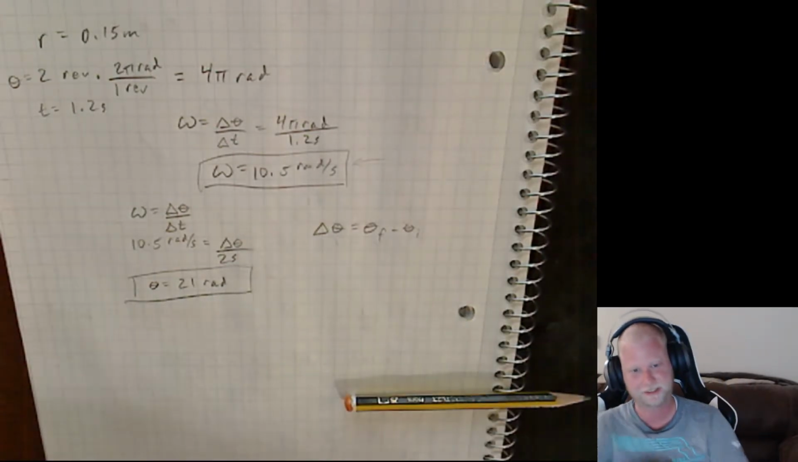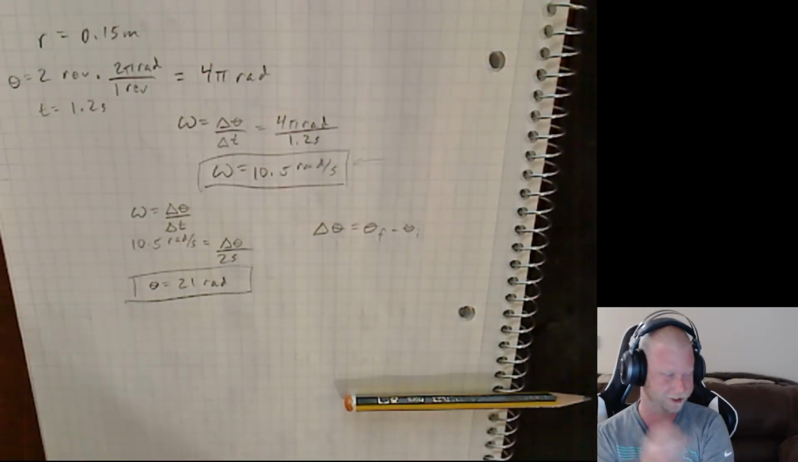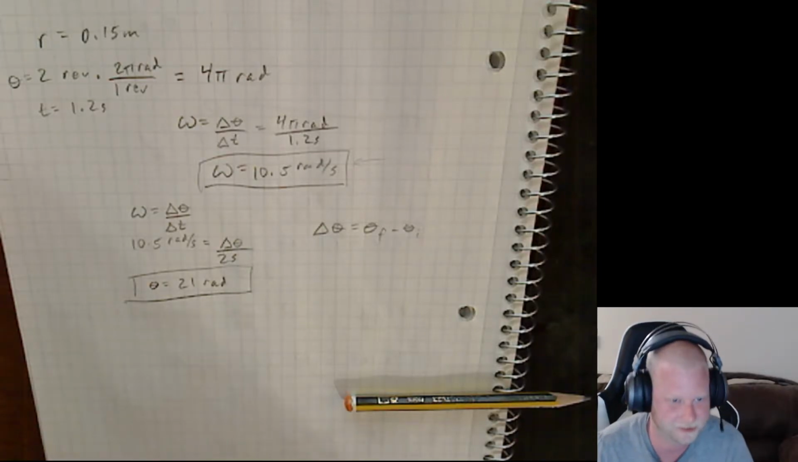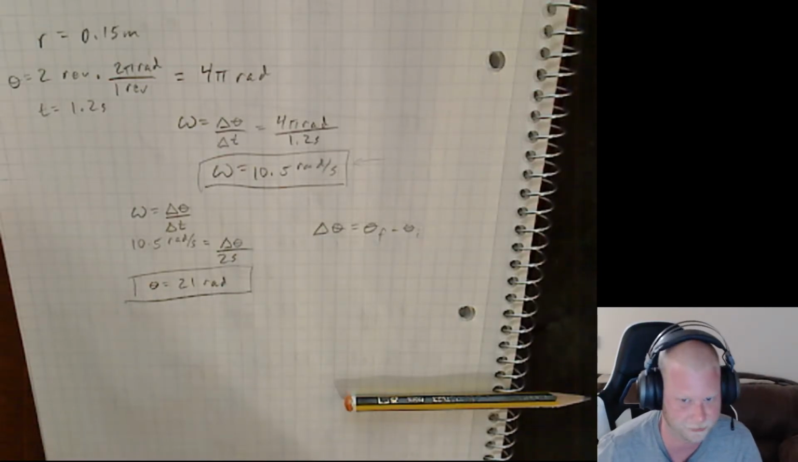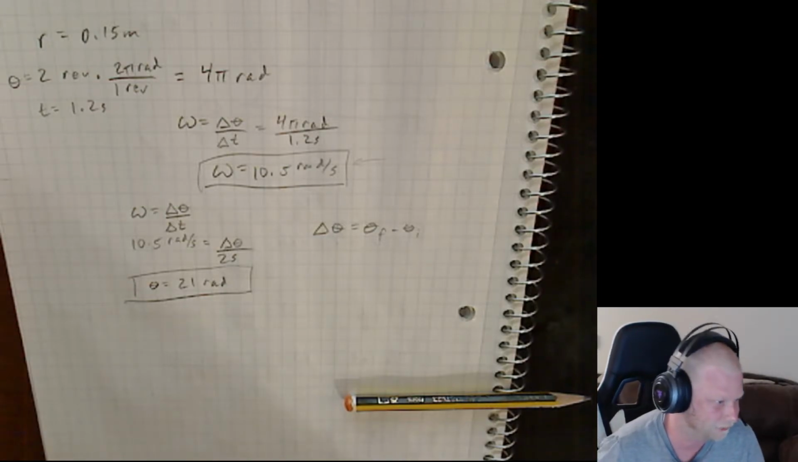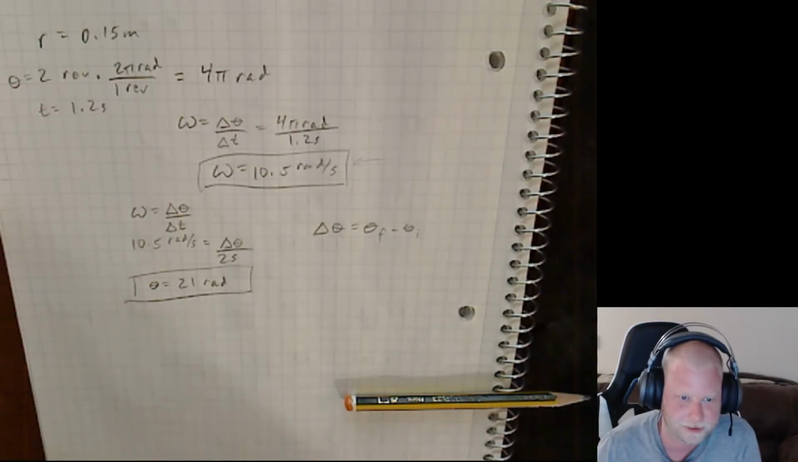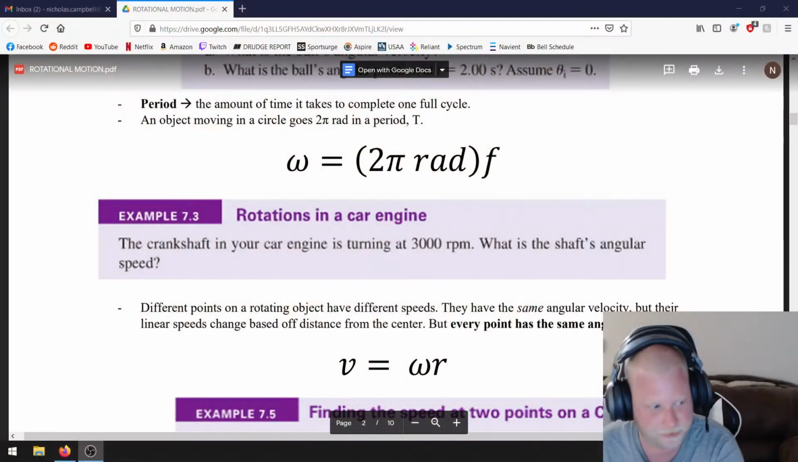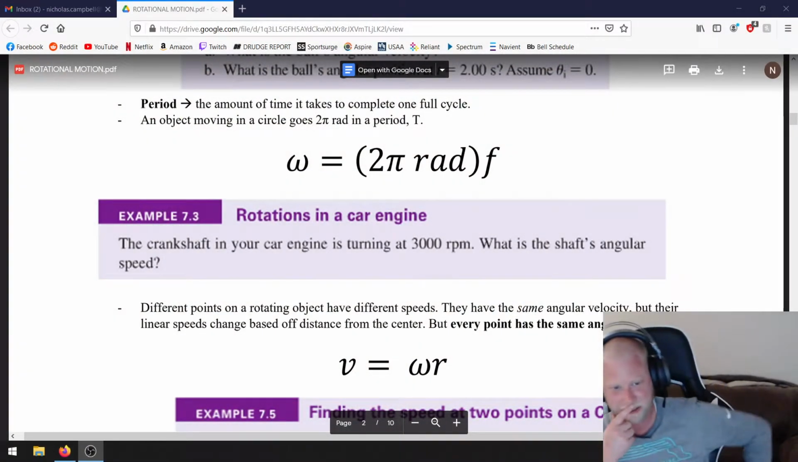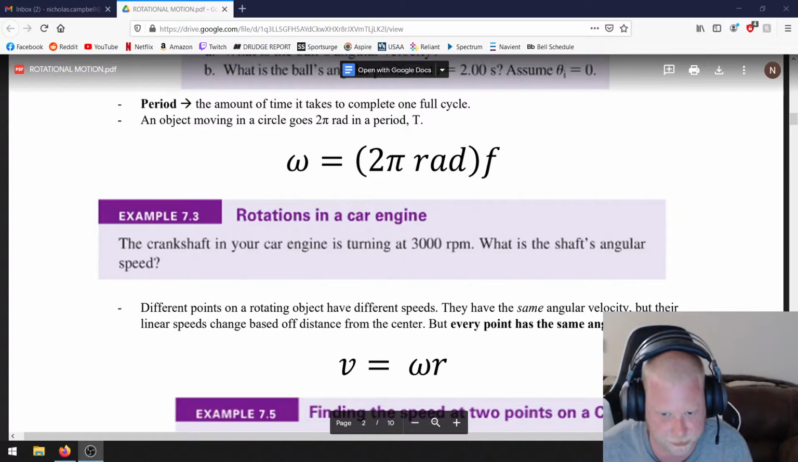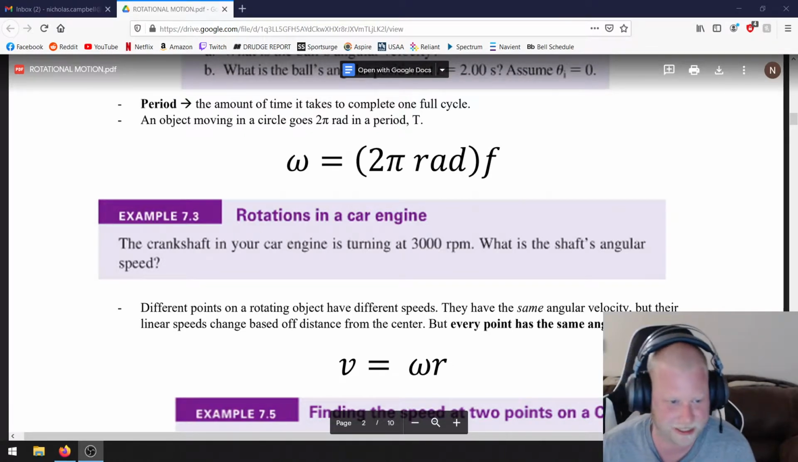Now, just like with our other units, period and frequency come up. Period and frequency are defined the same in this unit as the last. Right, the period is the amount of time it takes to complete one full cycle, and the frequency is how many cycles it completes per second. So let's take a look at example 7.3 together. Now in example 7.3, we have the crankshaft in your car engine turning at 3,000 RPM, so revolutions per minute. What is the shaft's angular speed?